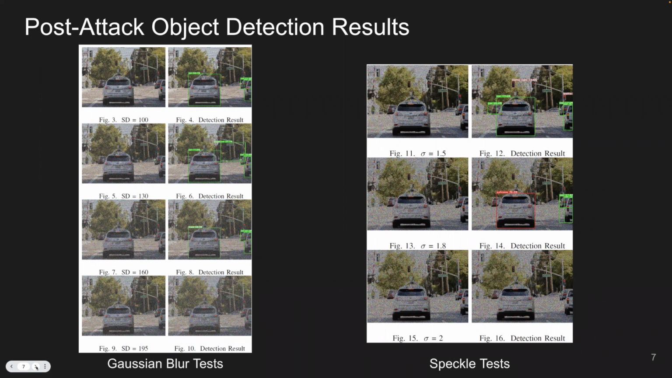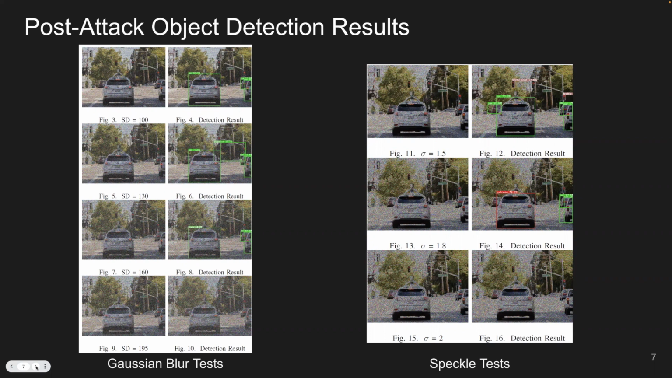So looking at our Gaussian blur tests and starting at figure 3, we have a standard deviation, or SD, of 100. And the detection result from the AI model actually fails to detect all of the traffic lights, but still detects the cars. In figure 7, with a standard deviation of 160, the AI model now misclassified the car as a truck, but with only a 44% confidence. And it's not until figure 9, with a standard deviation of 195, that the AI model now fails to detect anything in the image.